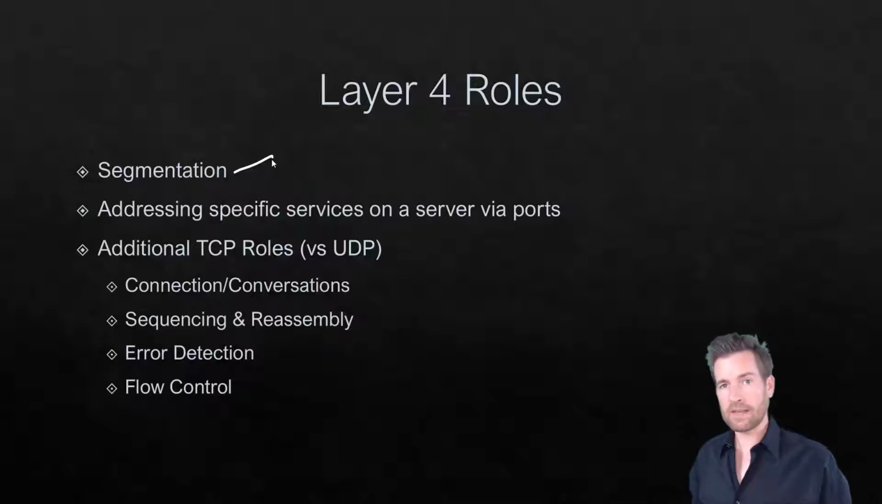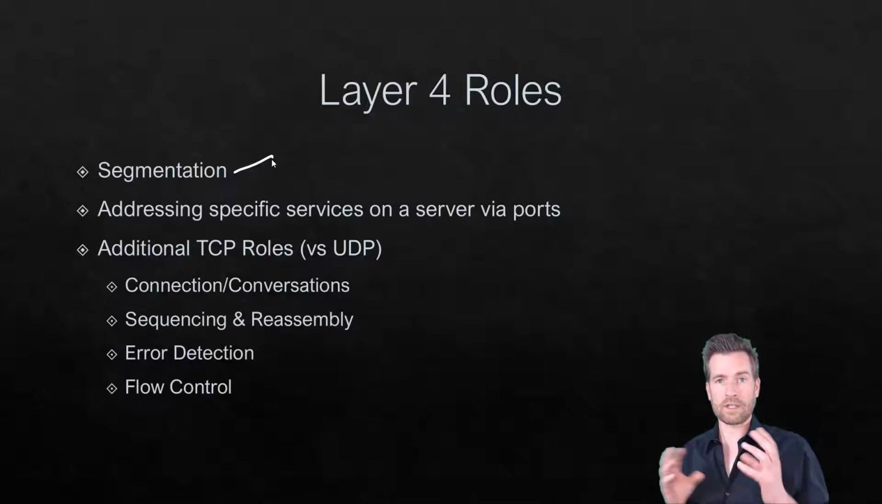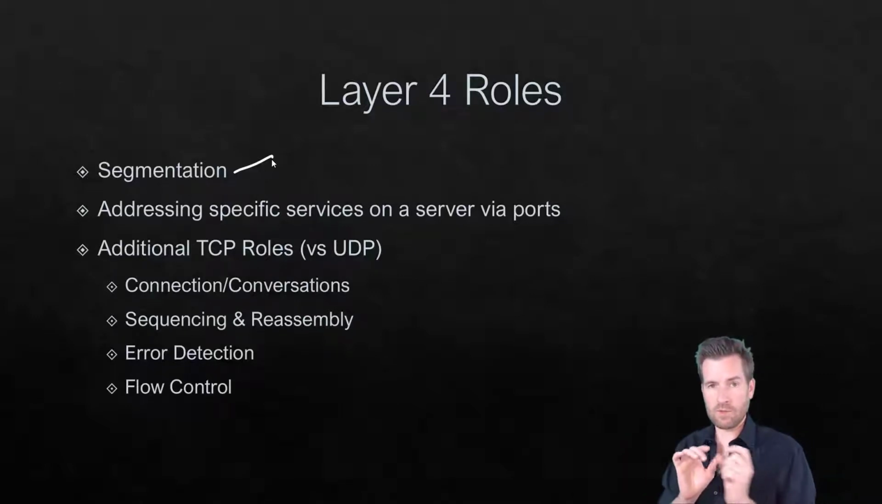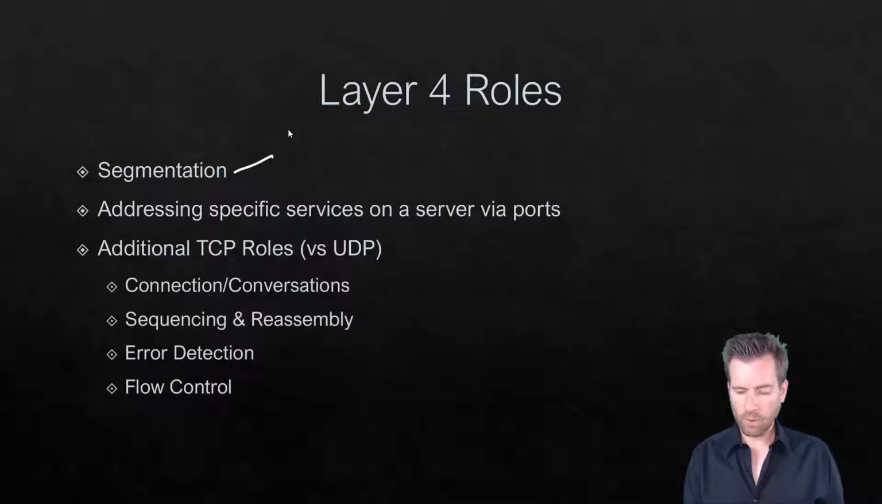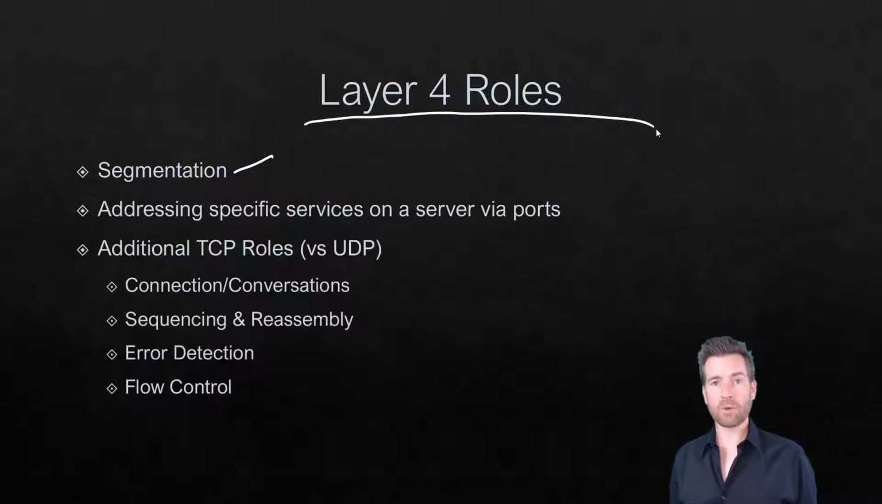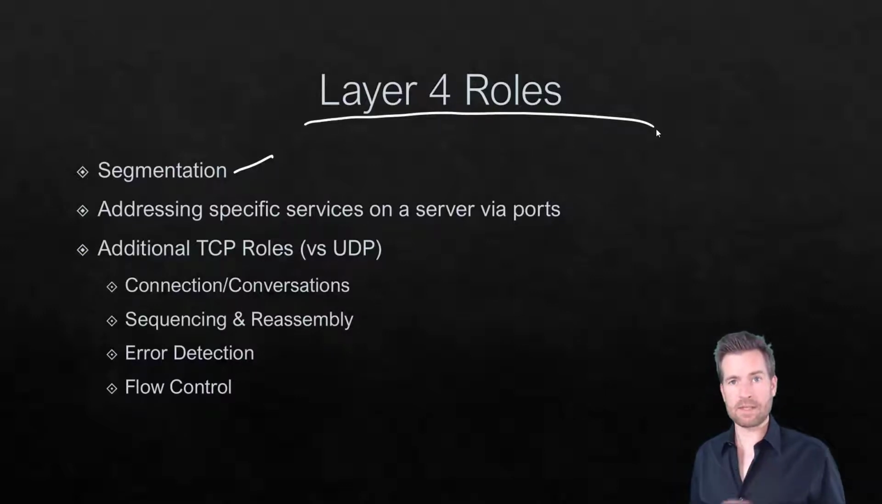And then finally, it does some flow control or congestion control, where it will manipulate some of the data to maximize the throughput between these two devices. So those are some of the roles of layer 4. We're going to go more in depth into this as we talk more about TCP and UDP and how the two function.